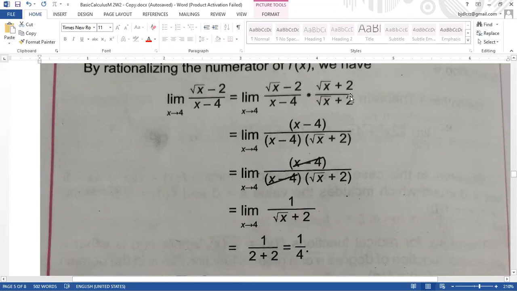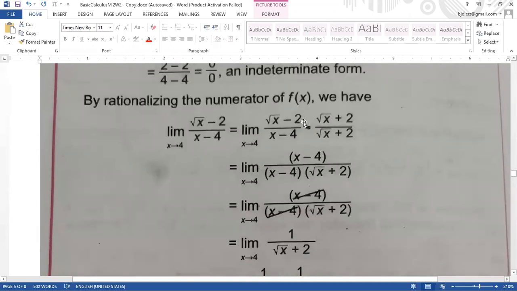So here, square root of x minus 2 times square root of x plus 2. How do we do this? We multiply. So, square root of x raised to the power of 2. Right? The raised to the power of 2 and the square root cancel. Okay, very good. And next, negative 2 times positive 2 is negative 4. That's why we have here x minus 4. Next, x minus 4 times square root of x plus 2.